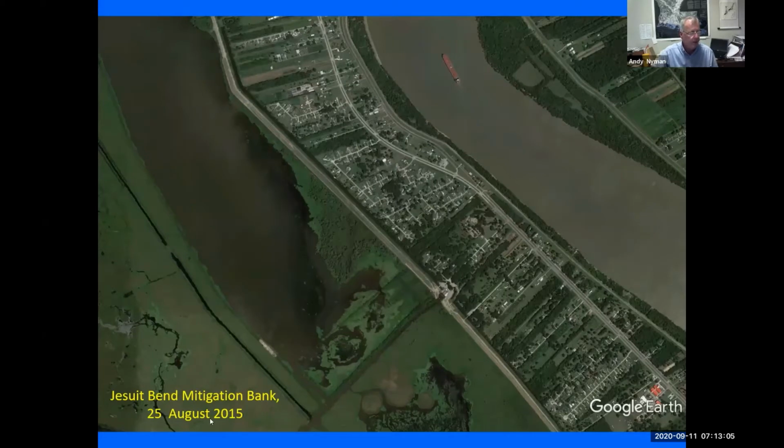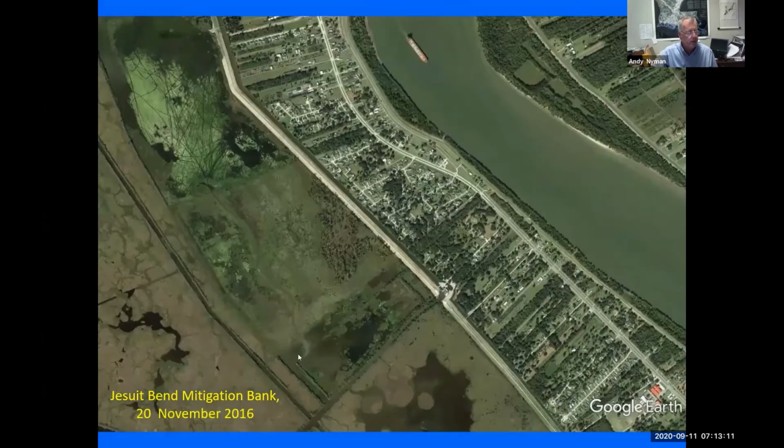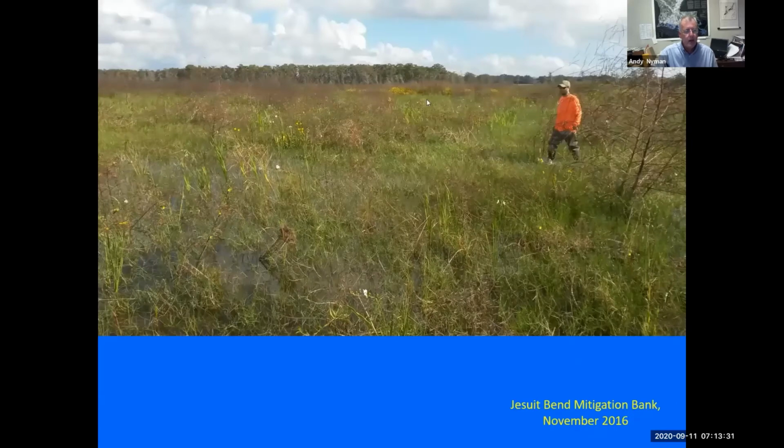And so you see this is August 2015, and then just a little over a year later, you can see that it's all been filled in. It's about 250 acres, if I remember right. What they did, they built 2 levees across the side here and here, and they filled it all in and built that wetland. And barely a year later, a little over a year later after that photograph, here's a ground shot at that same time.